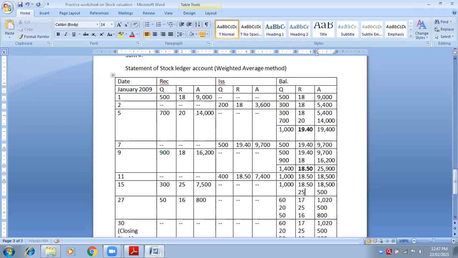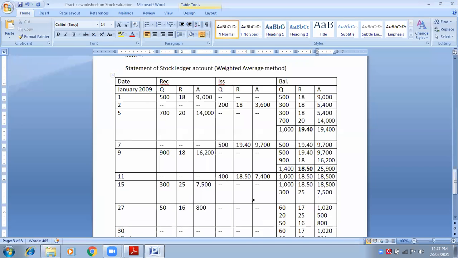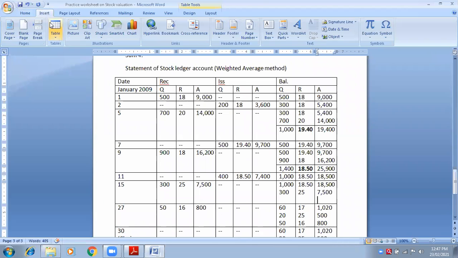Now, because it is receipt, so we need to add on. Add on means you literally have to add. In FIFO method we did not literally add, but here you have to literally add. So 300 into 25 is how much? 7,500. Now after 7,500, you have to add.